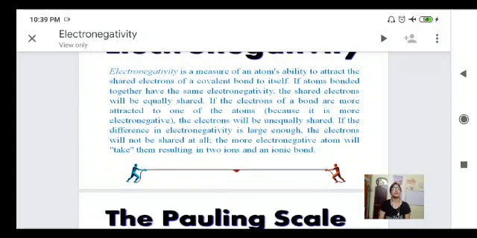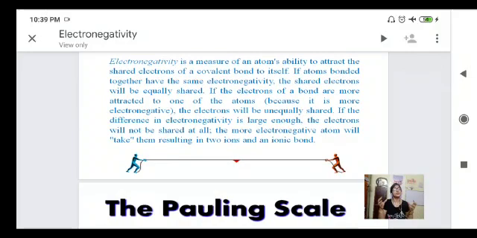Now, if the electrons of the bond are more attracted towards one of the atoms because it is more electronegative, the electrons will be unequally shared, and if the difference in electronegativity is quite huge, there are three things. One is polar covalent bond, one is non-polar covalent bond, and the third one, the extreme choice, is ionic bond. If the difference in electronegativity between the two bonded atoms is much higher, one is highly electronegative and the other is not that electronegative, then the electron will not be shared, rather it will be in full control of the most electronegative atom amongst them. In that case, it will give rise to an ionic bond.